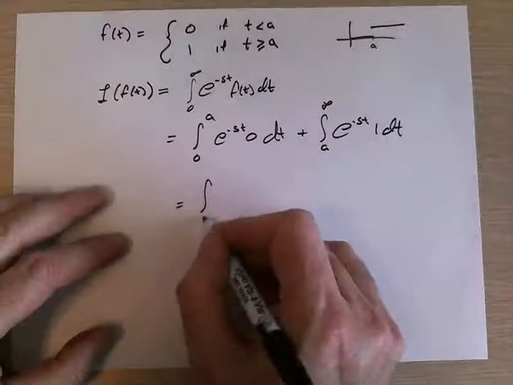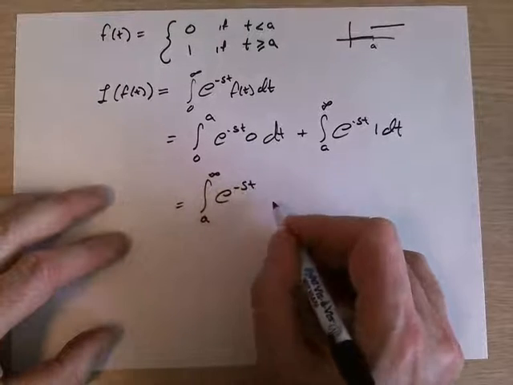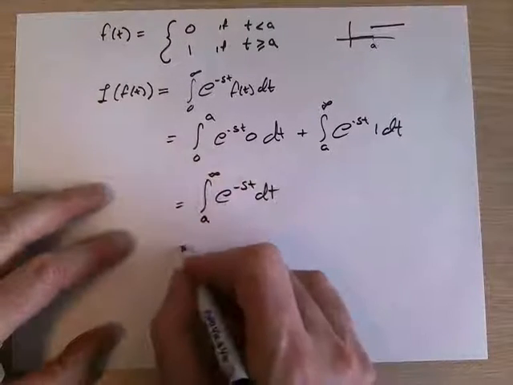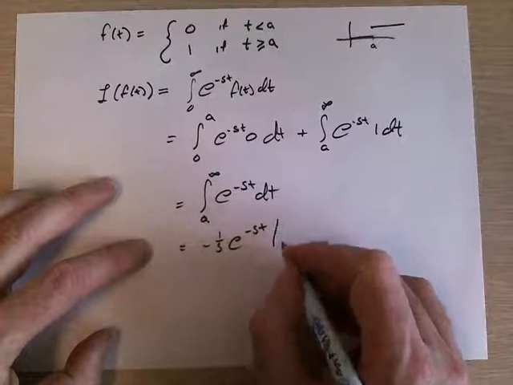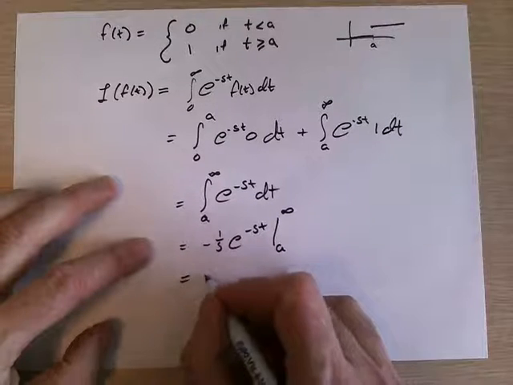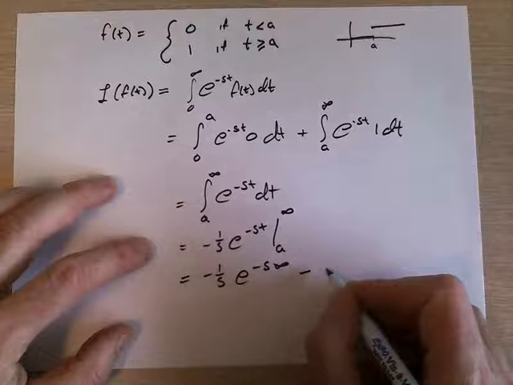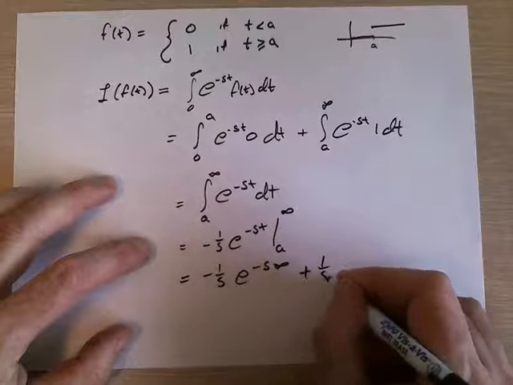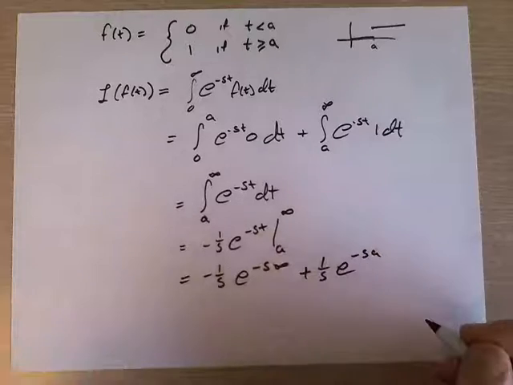So I'm just left with the integral from a to infinity of e to the minus st, which I can integrate as minus 1 over s e to the minus st, evaluated between t equals a and t equals infinity: minus 1 over s e to the minus s times infinity, minus 1 over s e to the minus s times a.